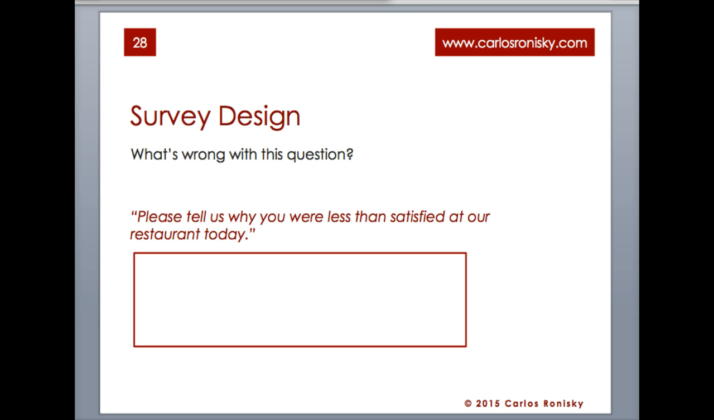How about this question? You've probably seen these types of questions in online surveys or even on paper-based surveys, where you're asked to give comments and you write them inside this box here. This is what we call an open-ended question. But still, there's something wrong with this question.